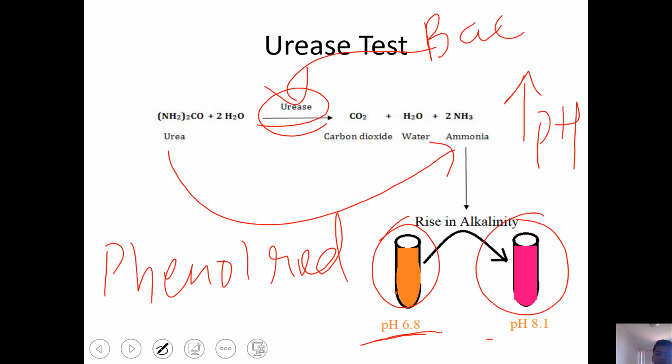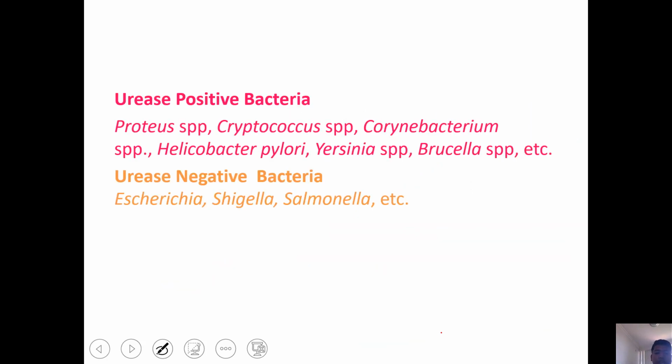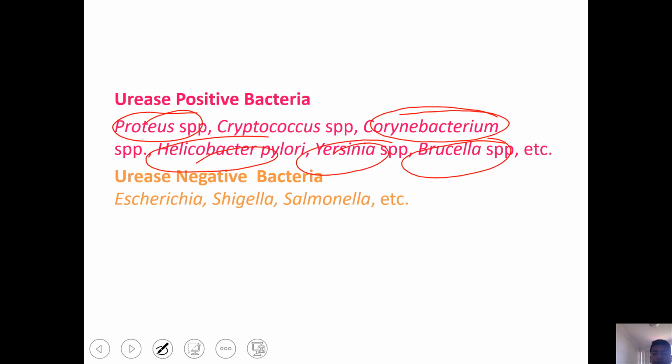So phenol red indicator will change its color from orange to pink. At pH below 6.8 it was orange color, but whenever the pH rises above 8.1, the phenol red will convert its color from orange to the pink color. So the urease positive bacteria are the Proteus, Corynebacterium, Helicobacter, Yersinia, and the Brucella, and the Cryptococcus is a yeast. This belongs to the fungi. So the Cryptococcus is the first urease positive organism.